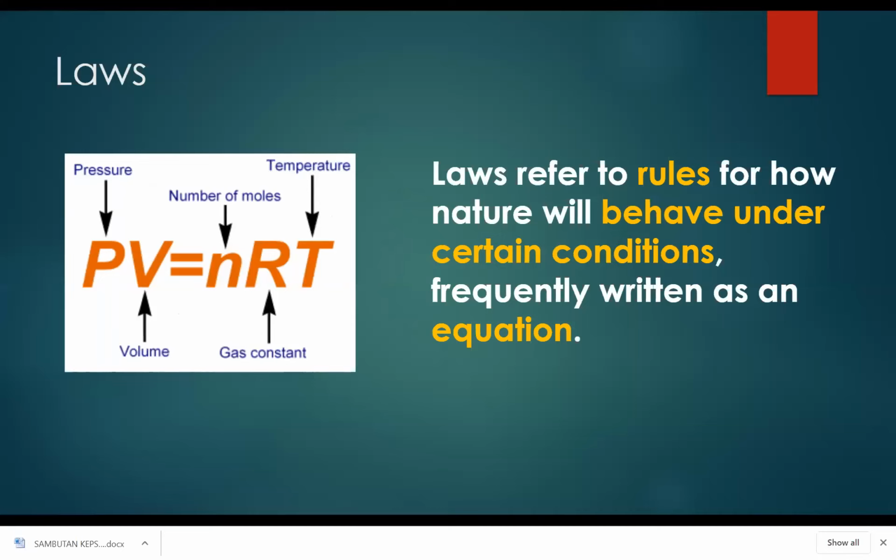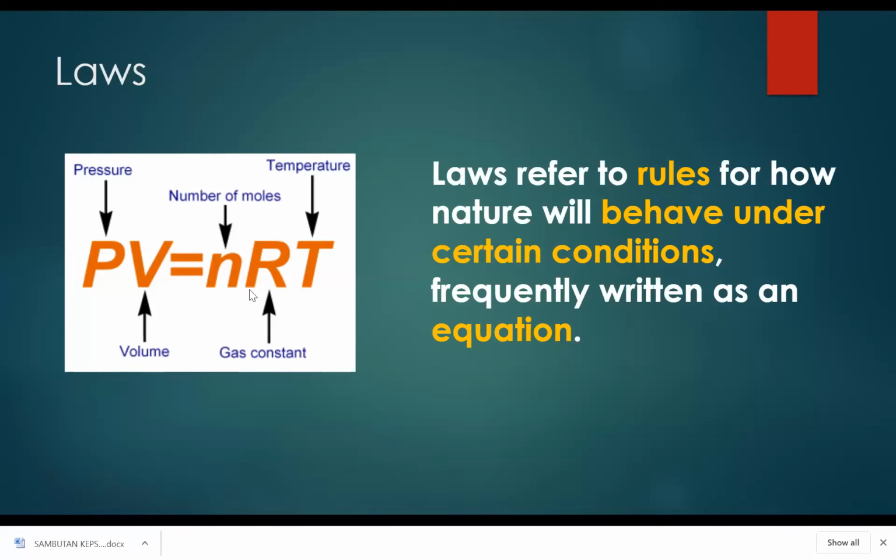How about the laws? Laws refer to rules. So if there is a law, then there is a rule. What does a rule mean? A rule is something like this: 1 plus 1 is equal to 2. It is a rule. Everybody will accept this. Nobody says that 1 plus 1 equals 3, because it is a rule. So in this sense, a law must have very rigid rules that are sometimes denoted or represented by an equation. So the equation is important here in explaining the laws.